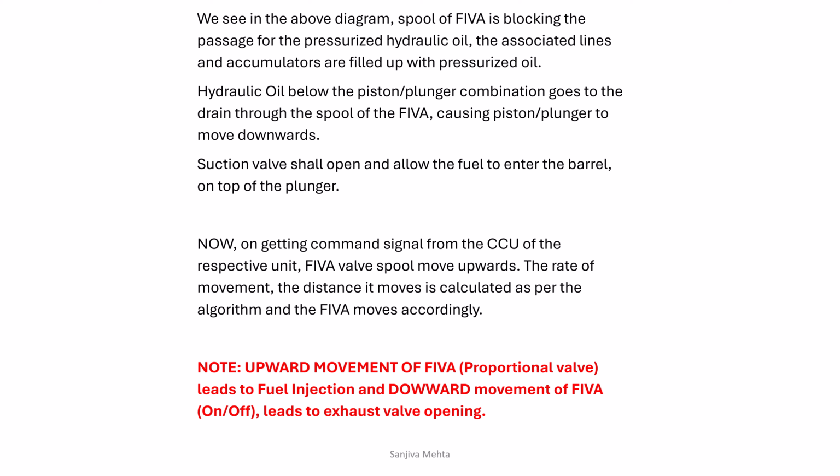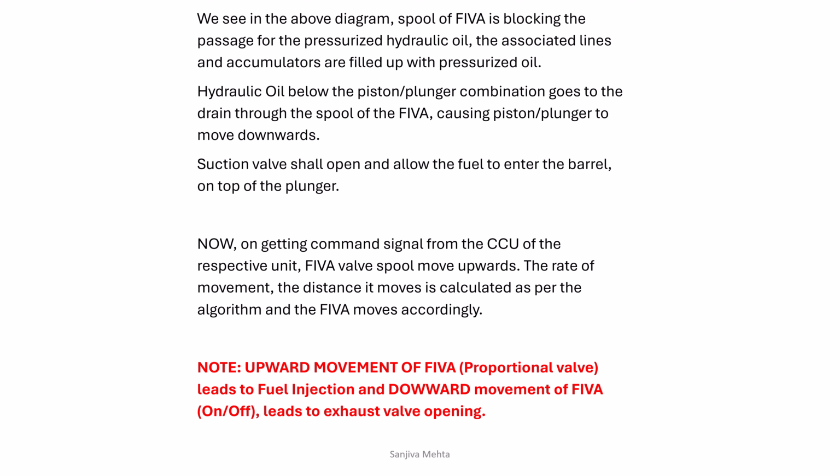Now, on getting a command signal from the CCU, of course calculated by the ECU, the CCU only gives the permission. The CCU of the respective unit, the fuel valve spool will move upward. Now, how much it moves and how fast it moves, of course the feedback signal will also tell the control system what is happening.